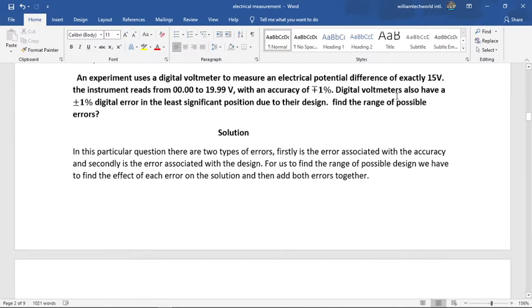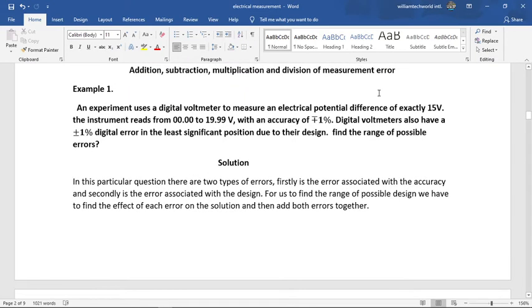So in this particular question, there are two types of errors. If you look at it clearly, the first error is associated with the accuracy of the device, which is plus or minus 1%, and the second error is associated with the design itself, the design of the voltmeter in this question. For us to find the range of possible errors, we have to find the effect of each error on the solution. Then we add both errors together.